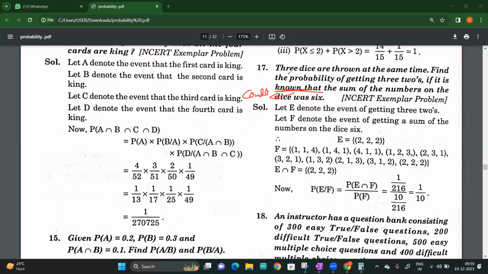Fine. Three dice are thrown. How many dice? Three dice. So look at the events. We are getting triplets. At the same time they are throwing three dice, so three results you can have. Find the probability of getting three twos, if it is known that the sum of the numbers on the dice was six. So let E denote getting three twos, and F denote getting the sum six.